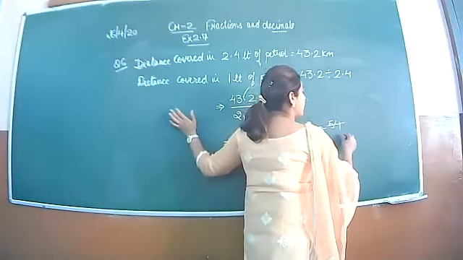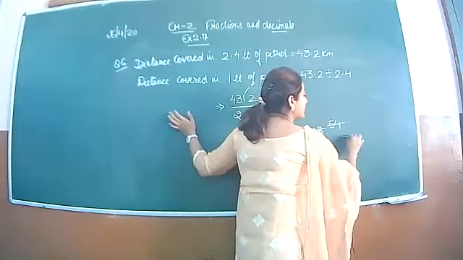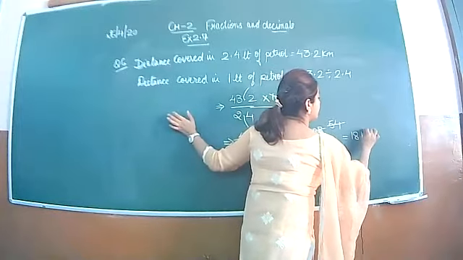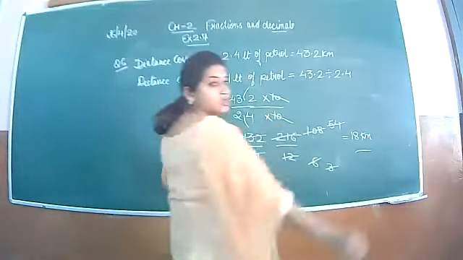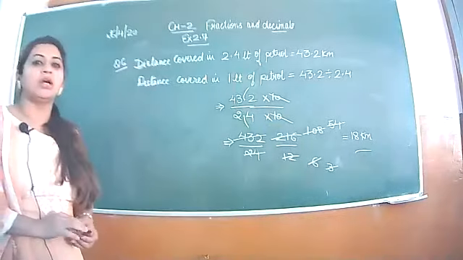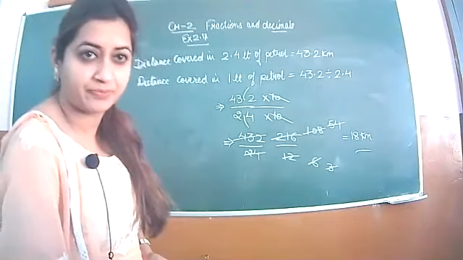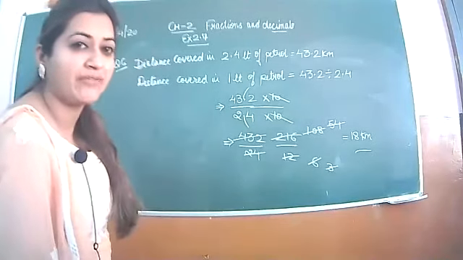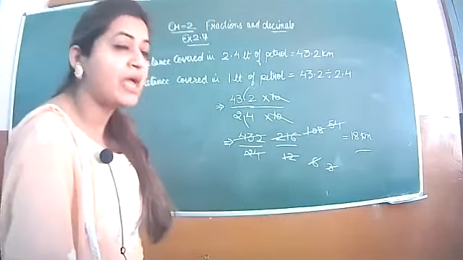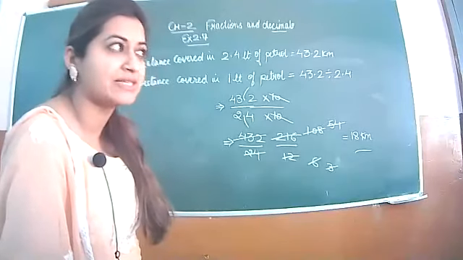When you cancel it out, what you will get? You will get 18 kilometers. So in 1 liter of petrol, the distance covered will be 18 kilometers. So with this beta, we have completed our chapter number 2. And in the next class, we will discuss the next chapter.